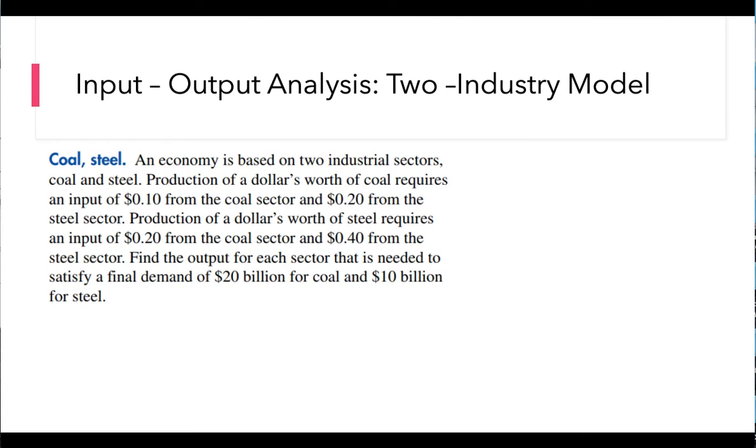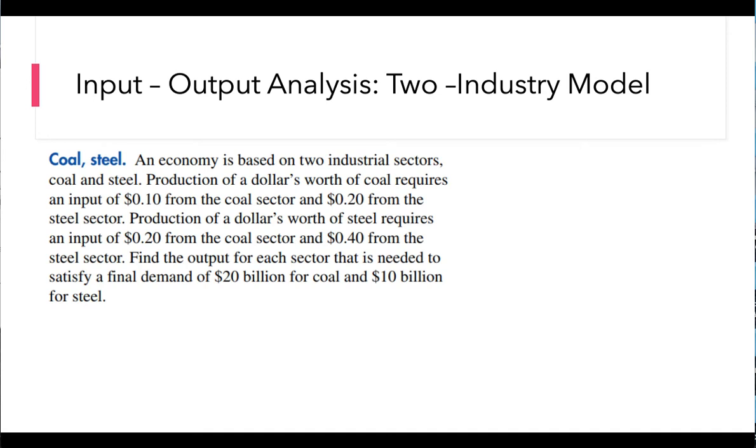So consider this. We have an economy which is based on two industrial sectors, coal and steel. Production of $1 worth of coal requires an input of 10 cents from the coal sector and 20 cents from the steel sector. Production of $1 worth of steel requires an input of 20 cents from the coal sector and 40 cents from the steel sector. Find the output for each sector that is needed to satisfy a final demand of $20 billion for coal and $10 billion for steel.